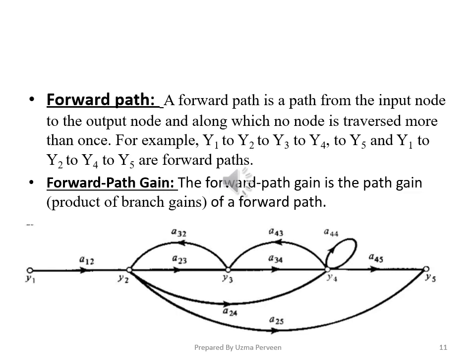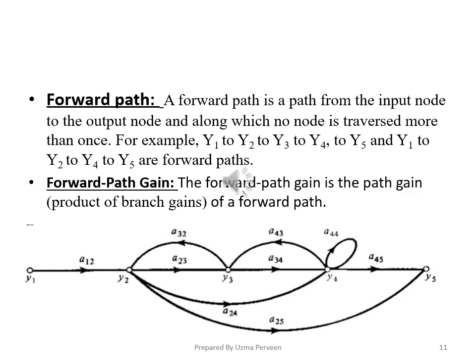A forward path is a path from input node to output node, along which no node is traversed more than once. So it is the path from input to output along which no node should be traversed more than once. Here in the signal flow graph we have constructed for the 4 equations, we have multiple forward paths.